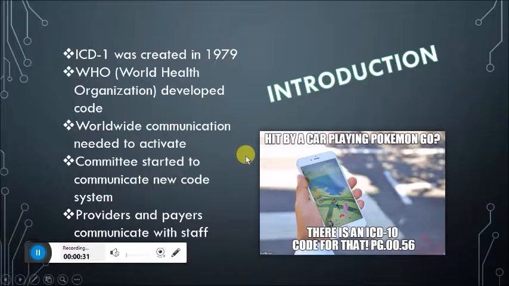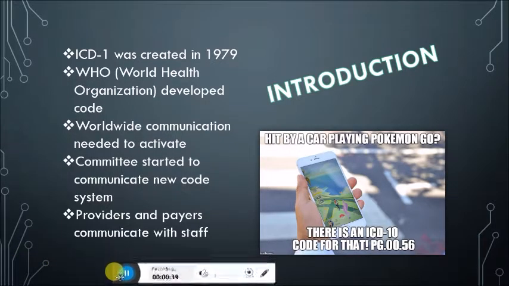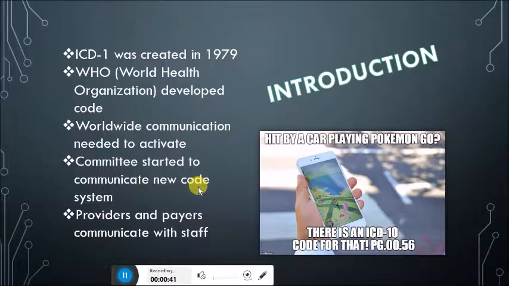ICD-1 was originally created in 1979 by the World Health Organization and then passed on to industrialized countries throughout the world. The U.S., however, is one of the last industrialized countries to adopt this code, which was adopted on October 1st, 2015. ICD-10, the 10th revision of ICD-1, is a worldwide communication code needed to activate billing systems everywhere.